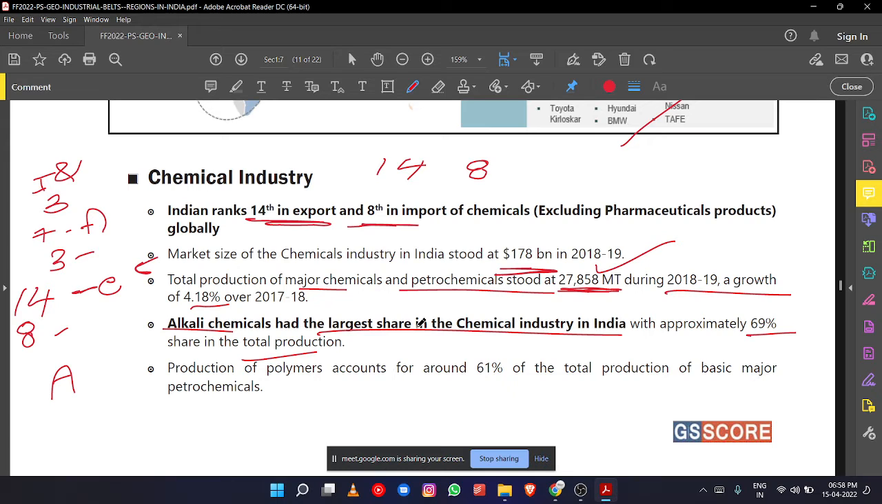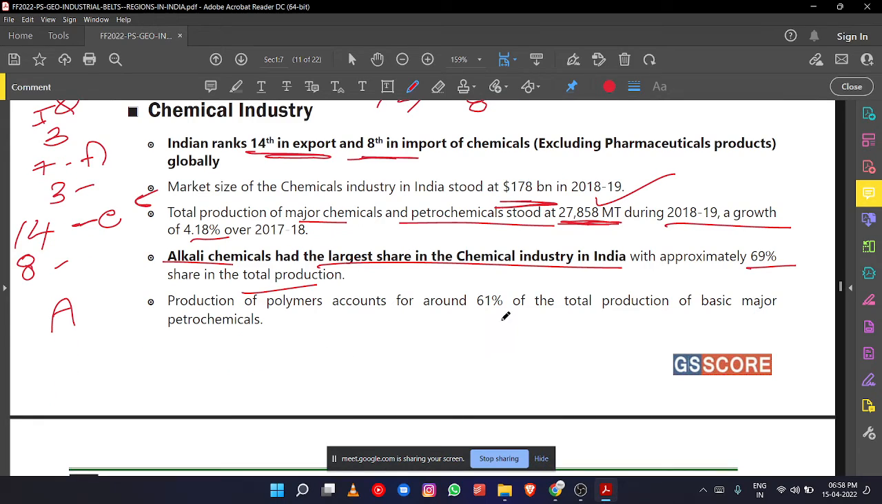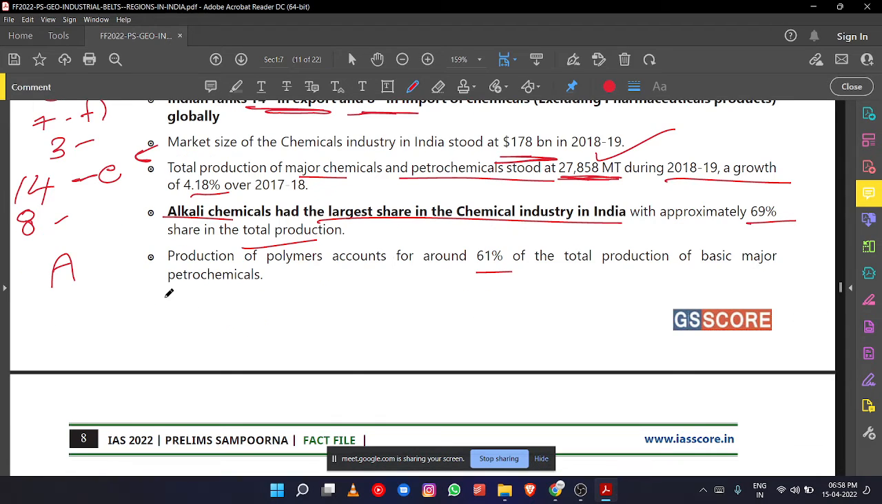The production of polymers accounts for around 61% of the total production of these major petrochemicals. These chemicals are primary products, so they will be utilized for the production of other products. A major part of the chemicals is used for creation of polymers, the cloth industry.